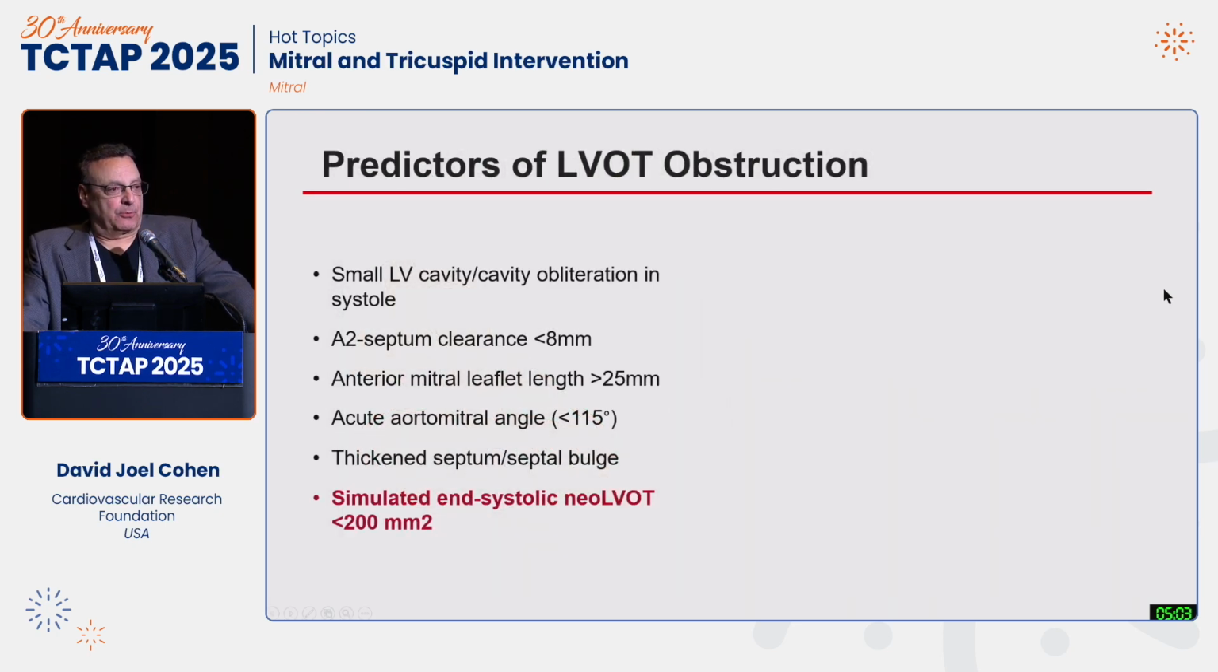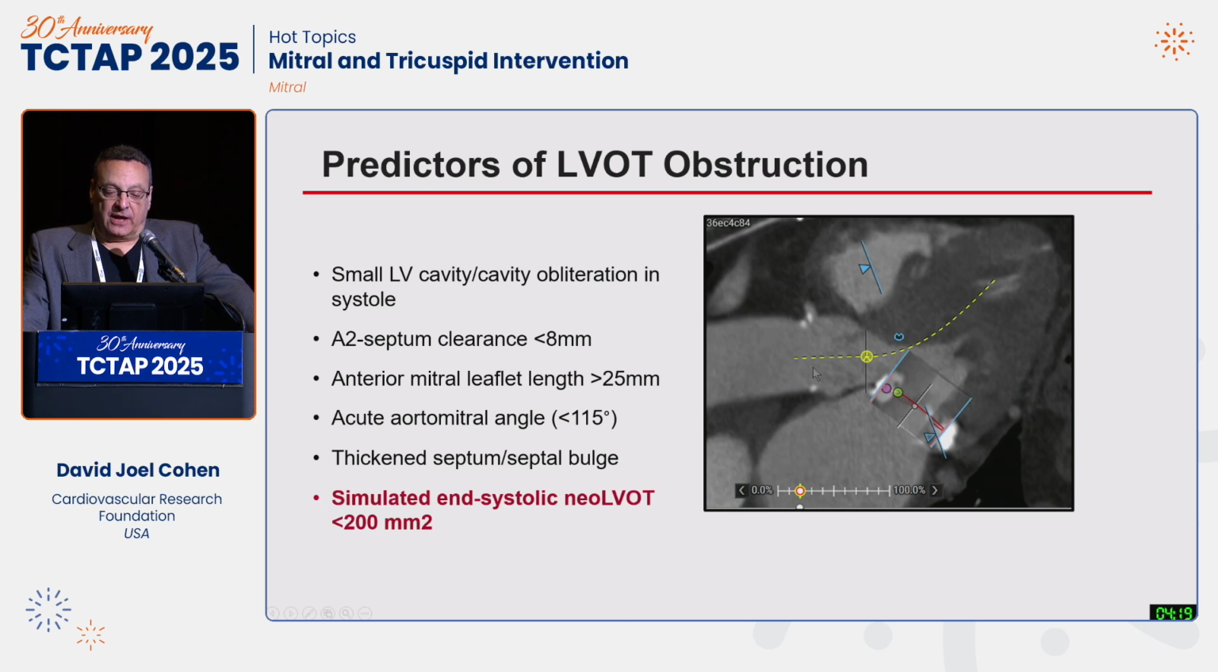Over the years, a number of different predictive factors have been identified that we can look at mostly on CT, but also on echocardiogram, that predict left ventricular outflow tract obstruction. By far the most important one is what we call the end-systolic neo-LVOT, a measurement we make on CT in end systole with a simulated valve in place to try to estimate what the area is going to be in that left ventricular outflow tract. There are a number of different cutoffs that have been proposed, but somewhere right around 200 millimeters squared is where the risk starts to really go up. If you have over 200, and certainly if you have over 250, there's very, very little risk here. And this is the main thing that we look at when we do these CT analyses.